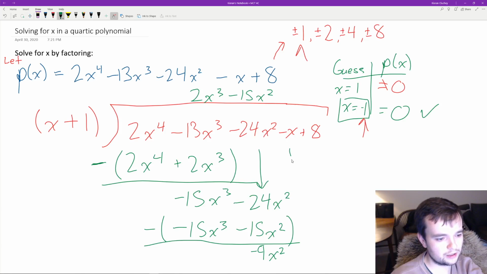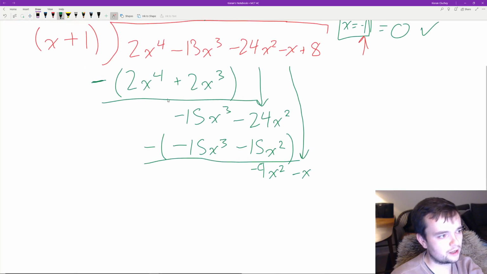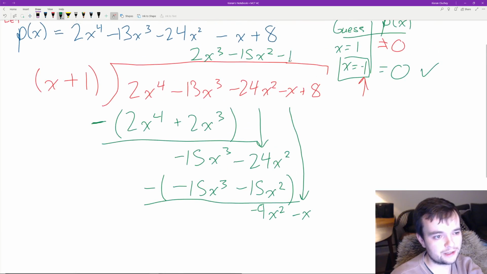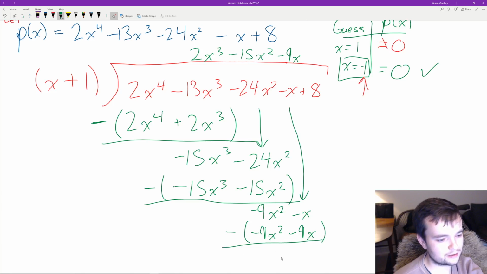Okay? I will bring down my negative x. And now I keep going. So I have to scroll down here. I need to multiply by, by the looks of it, negative 9x. So I'll put negative 9x here. If I do that, I get negative 9x squared. And negative 9x. If I subtract these, then I will get 0, and I will get plus 9, so that should be plus 9 minus 1, which is 8x. Okay, and I bring this down.